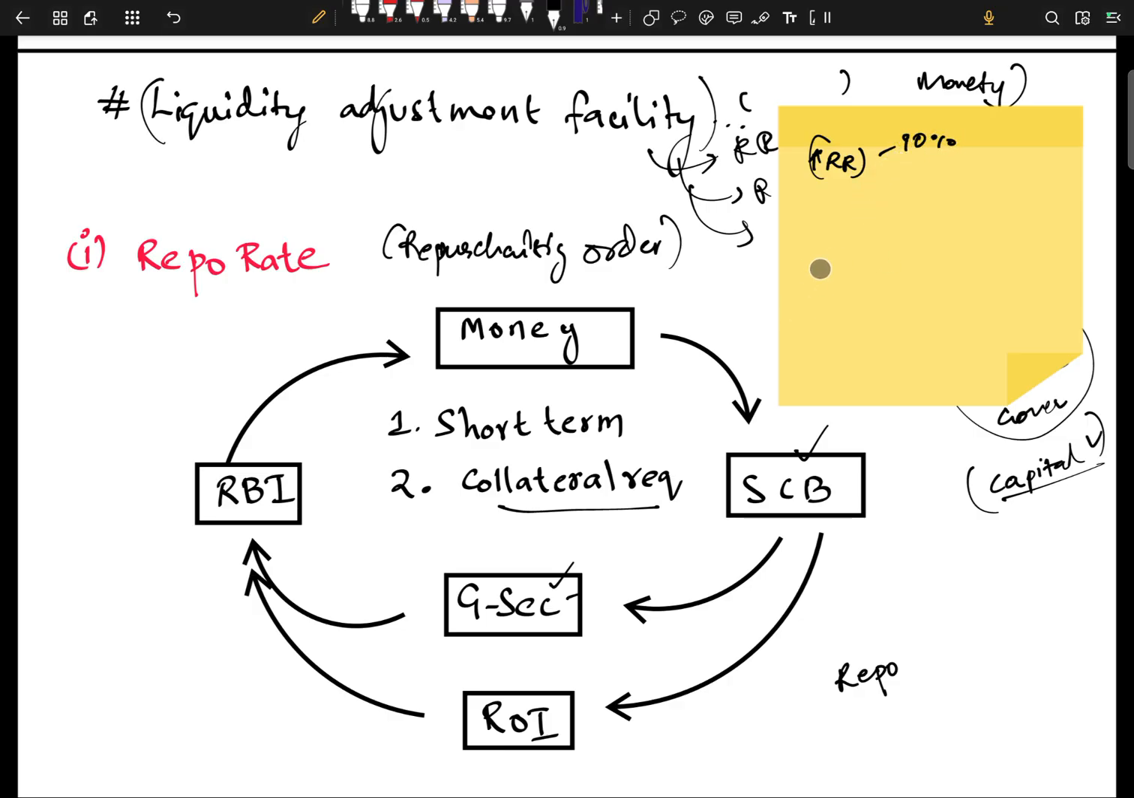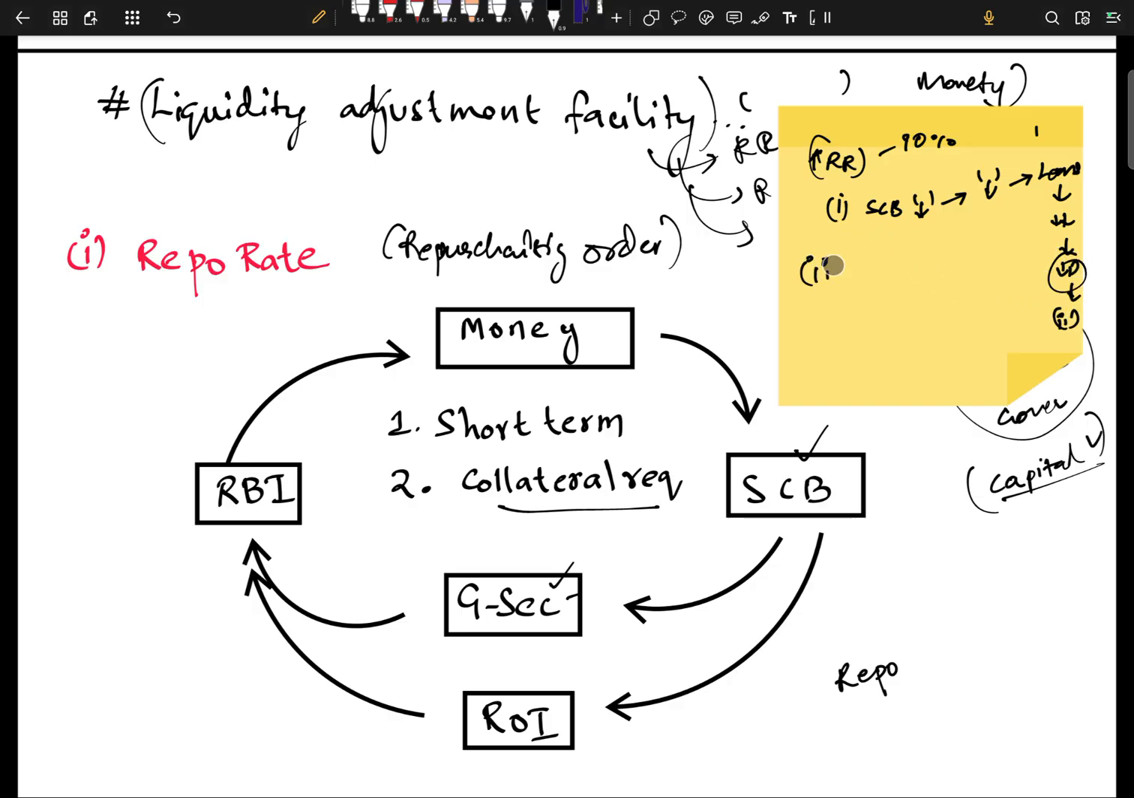So what happens now? Number one, because the repo rate is too high, scheduled commercial banks take fewer loans or are discouraged from taking more loans. So fewer loans means what? Scheduled commercial banks have less funds to give as loans to consumers. That means less money in the market. Less money in the market means less demand in the market. Less demand in the market means less inflation. That is, we are negating the demand push inflation.